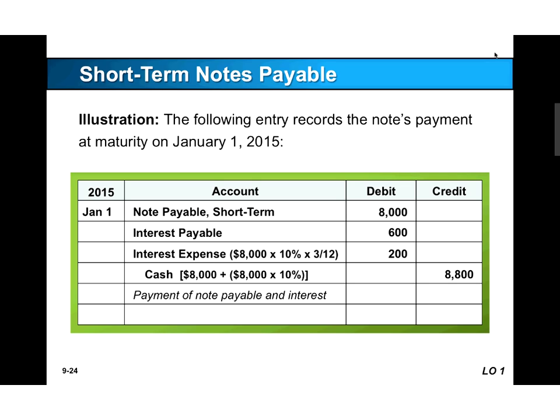So $8,000 plus the 10% interest gives me $8,800, and then I can further check to make sure I'm right by adding my debits, the $8,000, $600, and $200. That gives me $8,800, so I'm balanced here. My debits equal my credits.